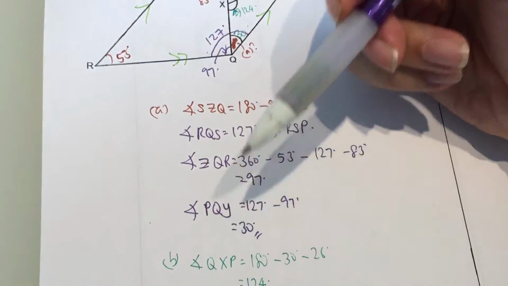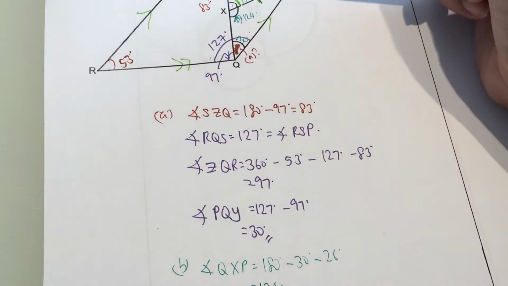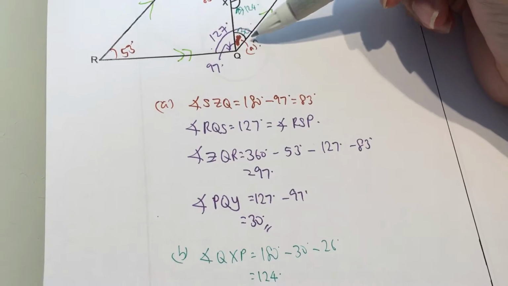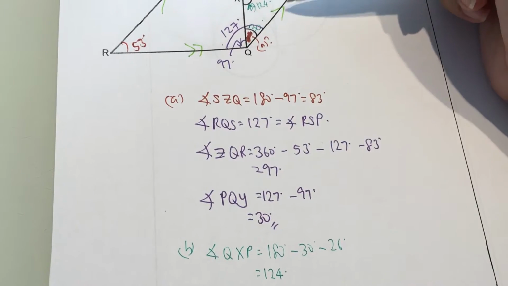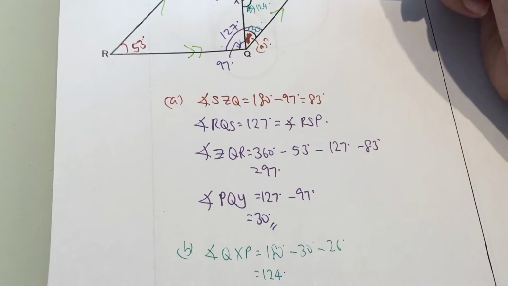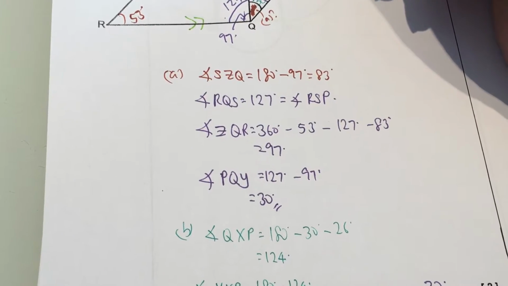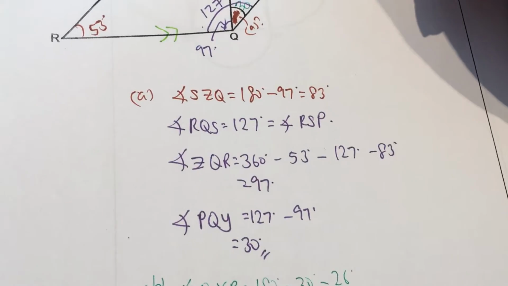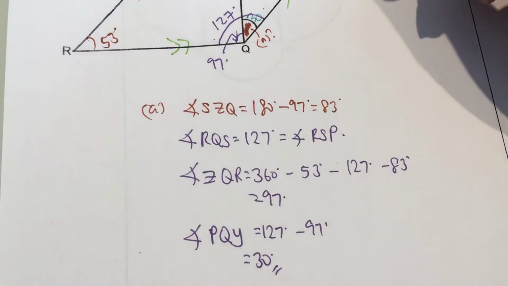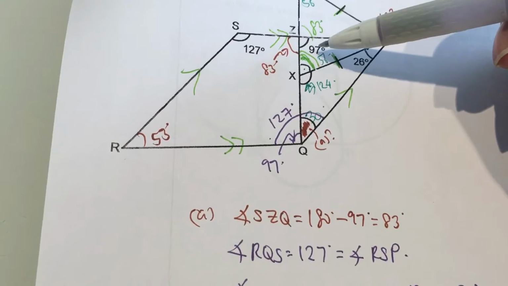Where's QXP? QXP is over here. Because now I have this, I can just take 180 minus 30 minus 26 to get 124. Alright. And this is an angle along a straight line, so I can take 180 minus 124 to give you 56. And because this is an isosceles triangle, these two angles are the same, right?